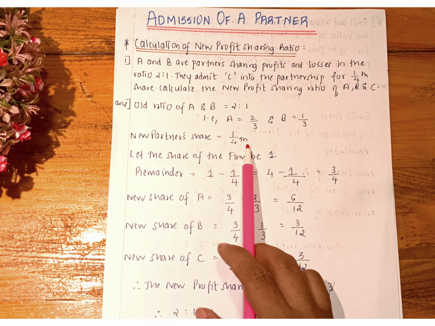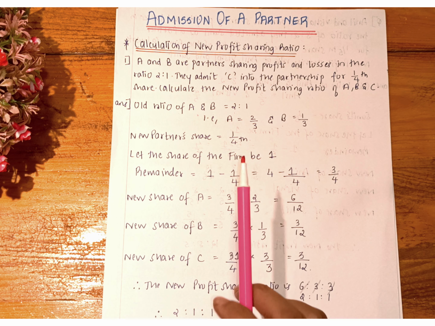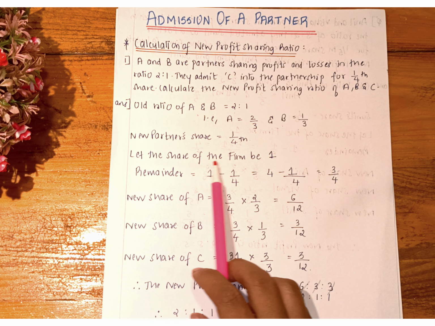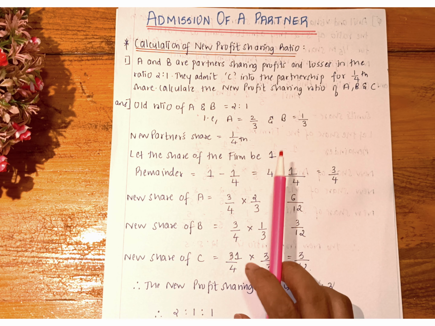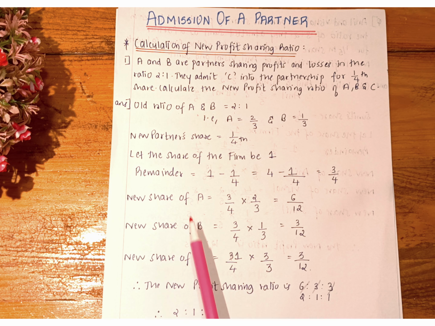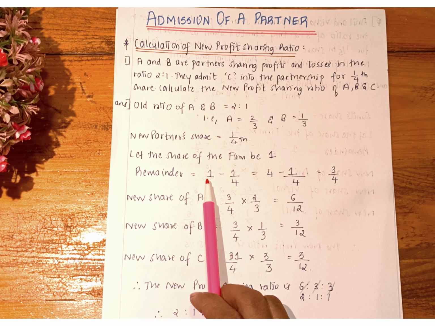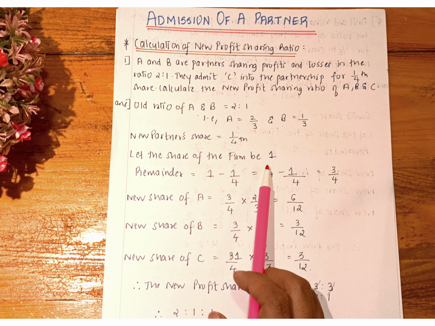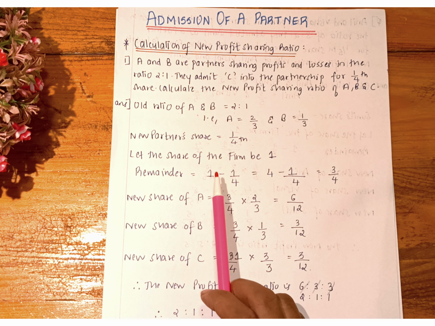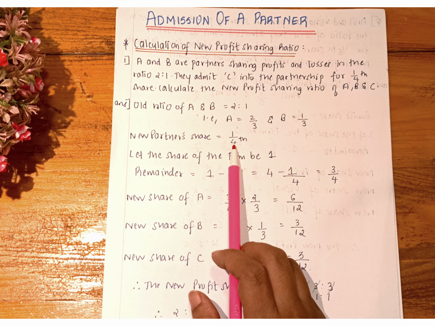So the new partner's share is 1/4. After this, whenever you have to calculate the new profit sharing ratio, always assume that the share of the firm is 1. Always. We always have to assume that the share is 1. So now the remainder is equal to 1 minus 1/4. Why 1? Because we assumed that it will be 1. In every problem you have to take this as 1. 1 minus 1/4. How did I get 1/4? It is the new partner's share.